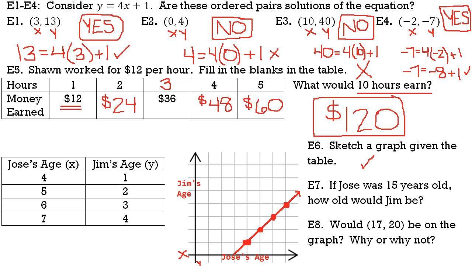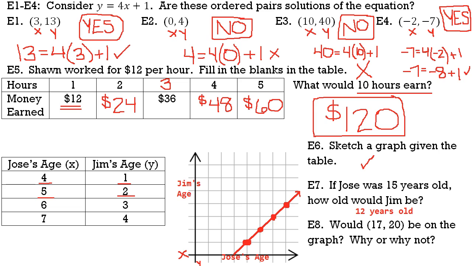So we're looking for a pattern. That's a critical part of understanding this lesson here. Can we find a pattern? Well, Jose was 4, Jim was 1. Jose was 5, Jim was 2. Jim is going to be 3 years younger than Jose. So that means, how old would Jim be? In this case, it would be 12 years old.